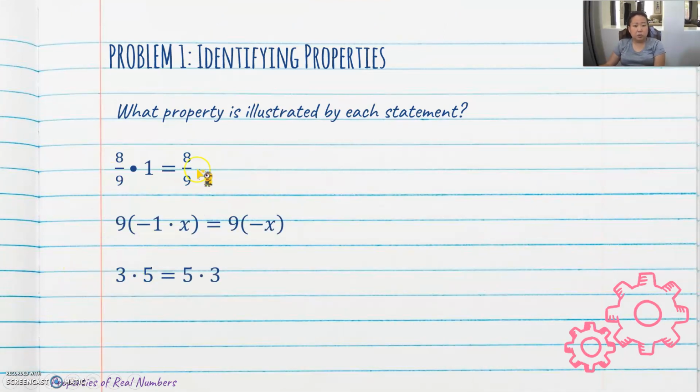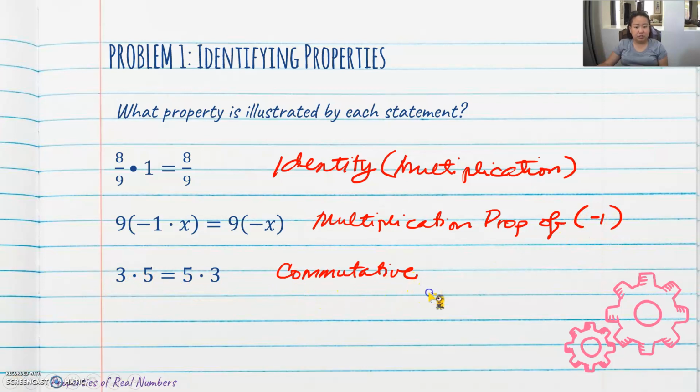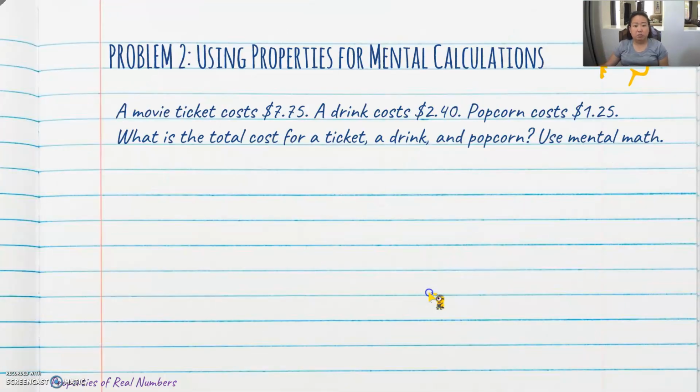Okay, so I would like you to try out these next few examples to identify what kind of property is being exhibited by these. All right, so you should end up with identity property of multiplication, multiplication property of -1, and then this last example is commutative.